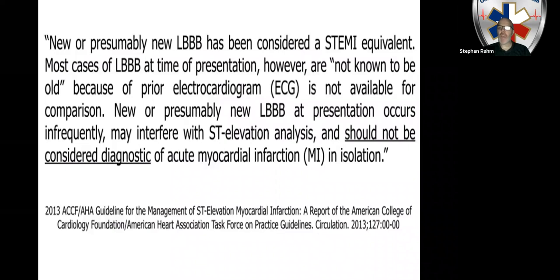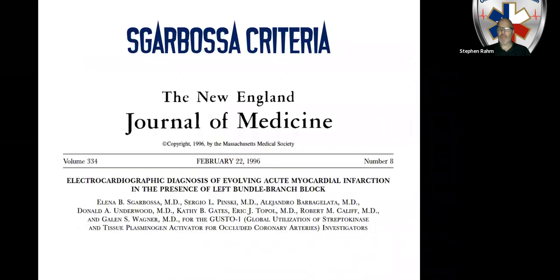If you are comfortable doing that, and if you are knowledgeable in the Sgarbossa criteria, that lets them know that you are seeing something on your end that you would not expect to see with a left bundle branch block. So the Sgarbossa criteria originated in 1996. Elena Sgarbossa is a cardiologist, and she and her colleagues, as part of the GUSTO-1 trial, looked at all of these patients that had left bundle branch blocks, came into emergency departments with chest pain or other ACS or angina equivalents, and ended up going to the cath lab.